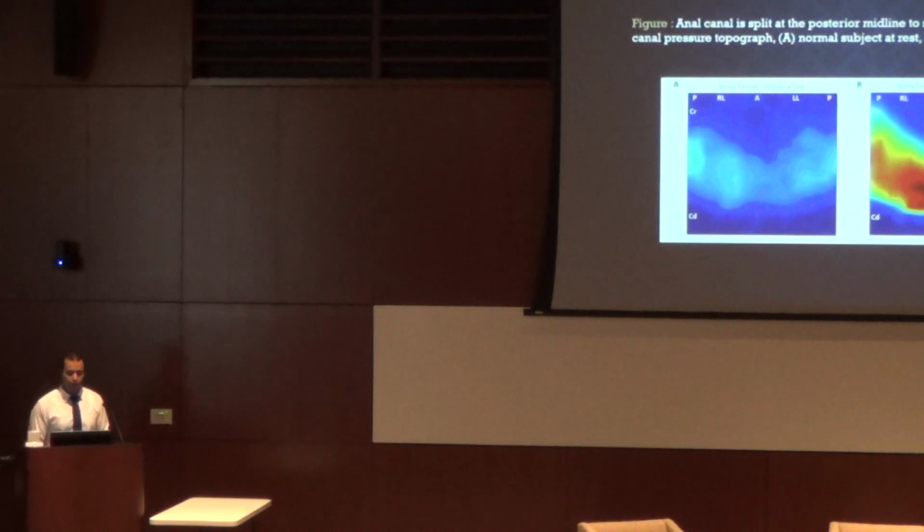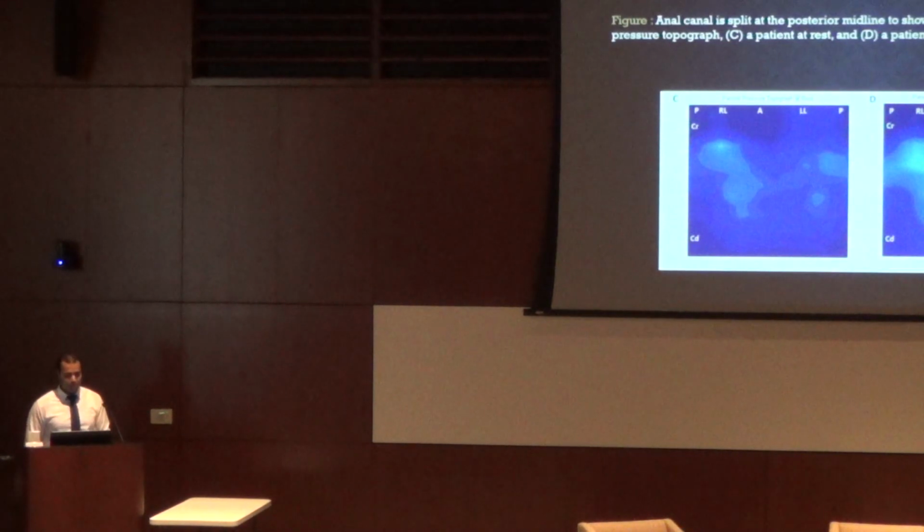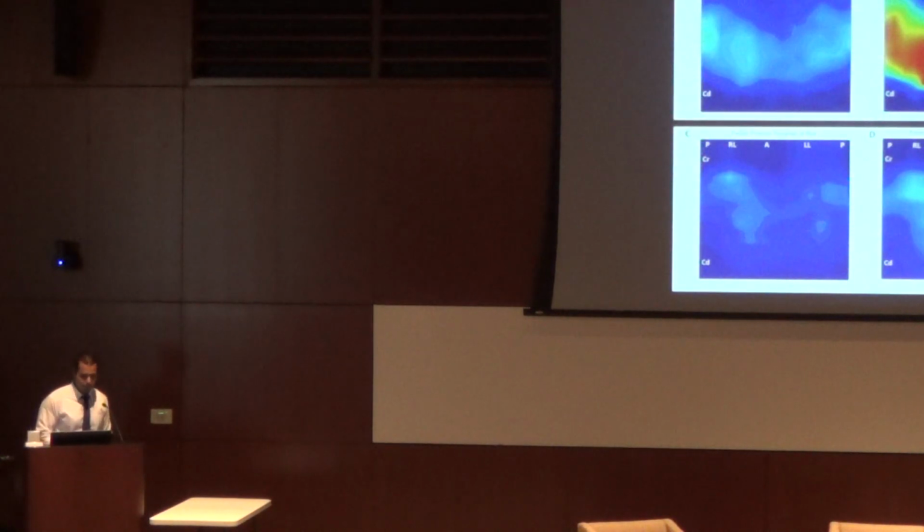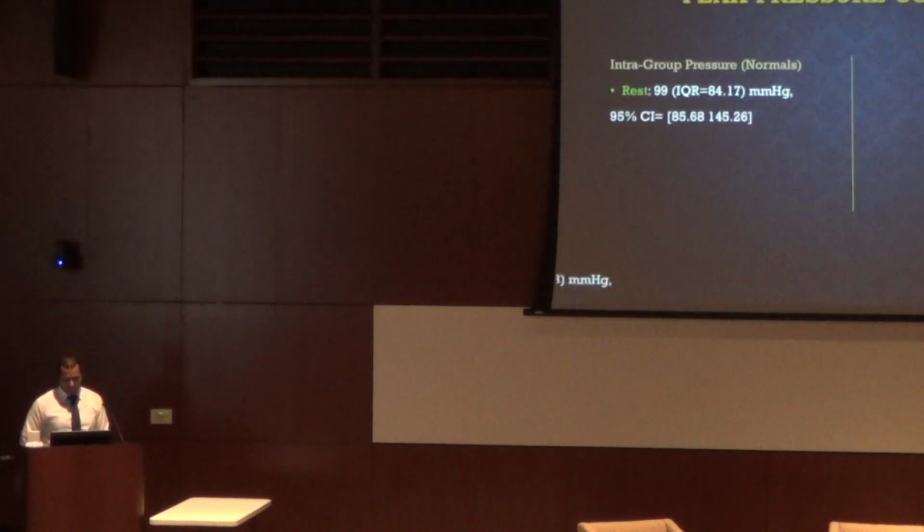So this is a typical HDAM image of a normal person cut in the anterior line at rest, A, and then squeeze. You can get the same thing for a patient. So they are on the same scale. So actually visually, you can see the differences among the two groups.